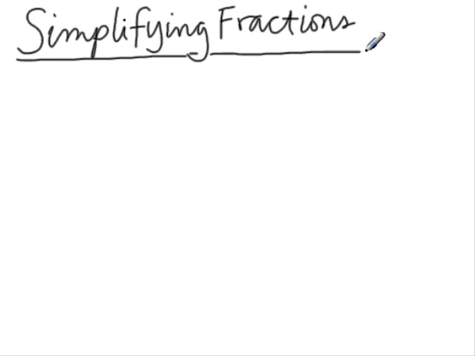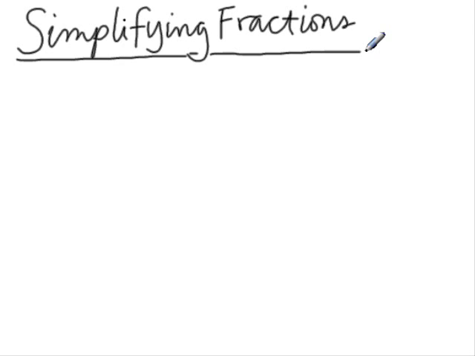What we're going to be doing is writing a fraction in its simplest form, meaning that the numbers are the smallest possible numbers that will express that fraction, and that simplification has to equal in value the original fraction.